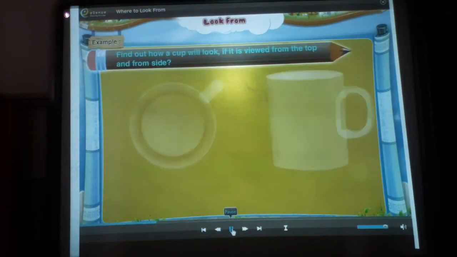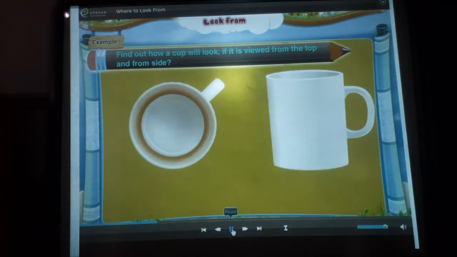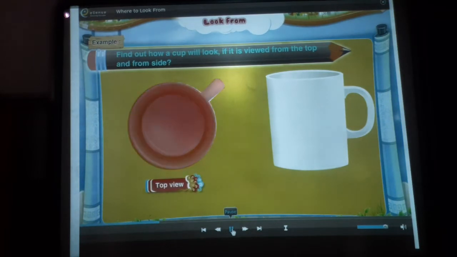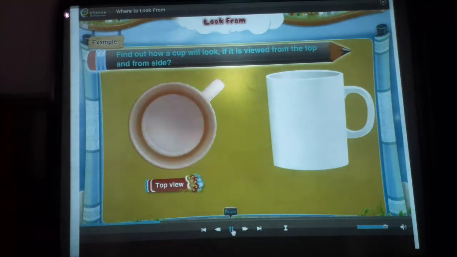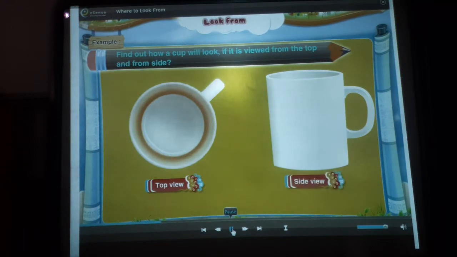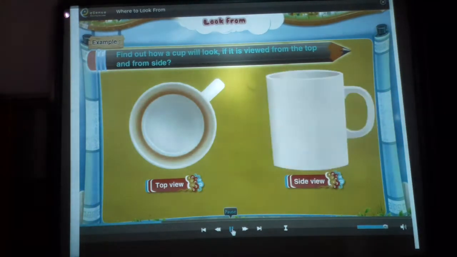Now, one interesting example. Find out how a cup will look if it is viewed from the top and from the side. If the cup is viewed from the top, it will look like this. And if it is viewed from the side, then it will look like this.